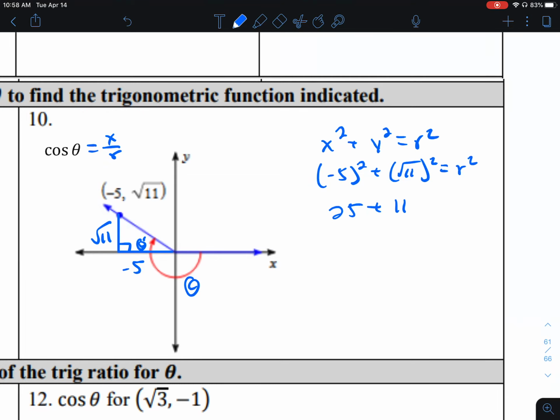It's going to be 25 plus 11 is r squared. It's 36 is r squared. So r is plus or minus 6. The radius is always positive. It doesn't matter where this falls. Therefore, cosine of theta is negative 5 over 6, x over r.